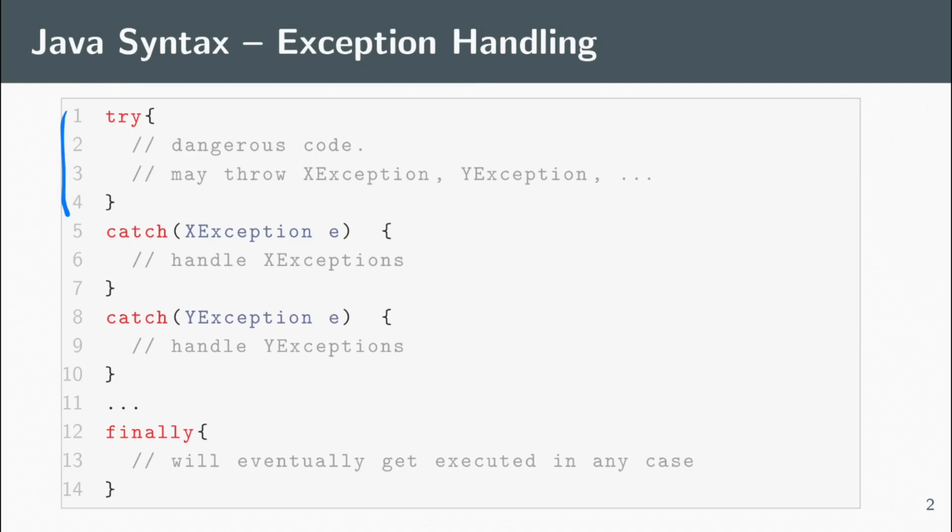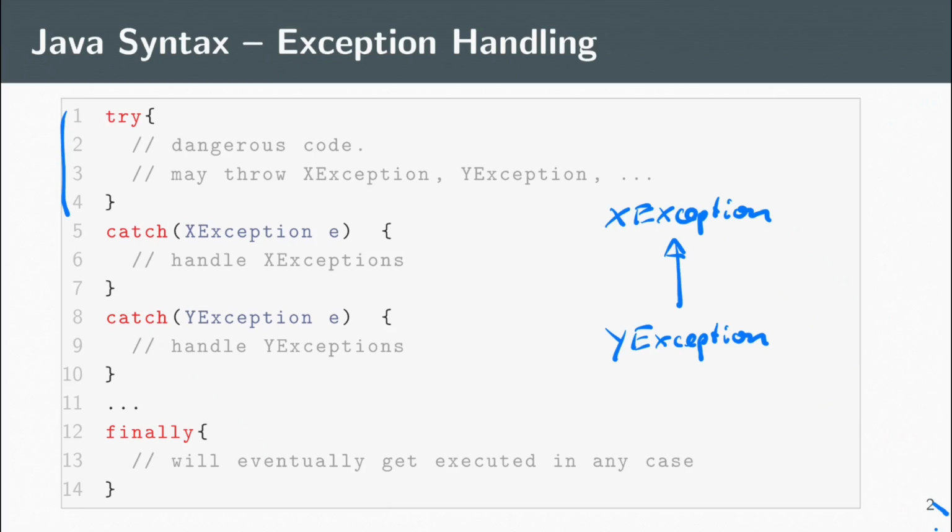The ordering of these catch blocks is actually important. The interpreter will check them one by one, top to bottom, and the first one whose parameter type matches the exception is picked. So for example, if the try block throws a Y exception, and Y exception is a subclass of X exception, then the handler in line 5 is picked and not the one in line 8. This is because every Y exception is in particular also an X exception, so the first exception handler is picked. If you were to swap the ordering of these exception handlers, then of course the first one matching would be the one currently defined in line 8.